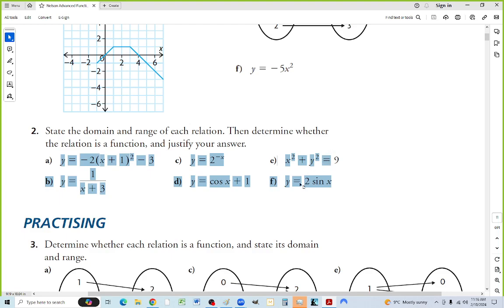But if you look at my parent functions, I'm going to tell you that all my parent functions are functions. And I'm going to tell you whether these are parent functions or not. Is that a parent function? Is that a function? Did we determine if this is a function? Yes, it's a function, because it's a parabola. This is a reciprocal function. They look funny, but I'm going to tell you it's one of my parent functions.